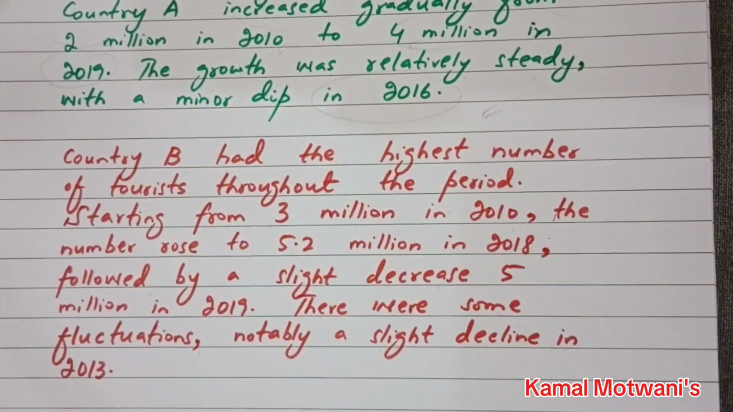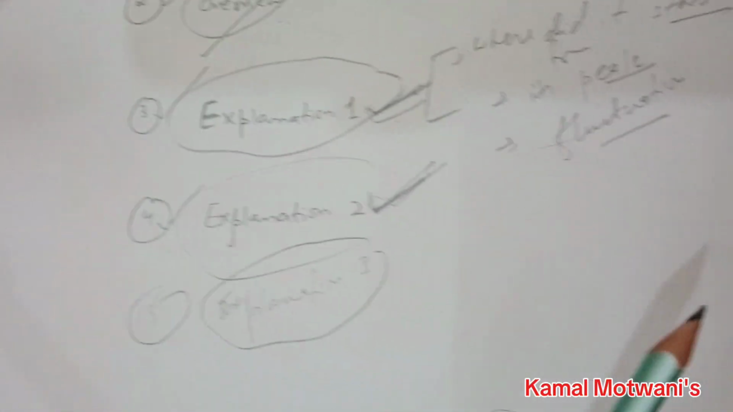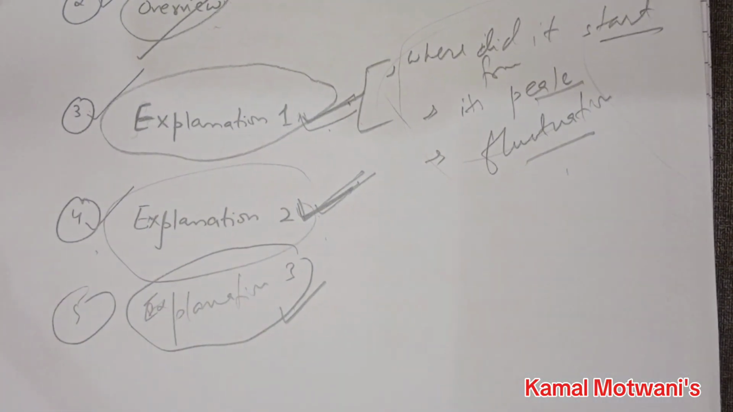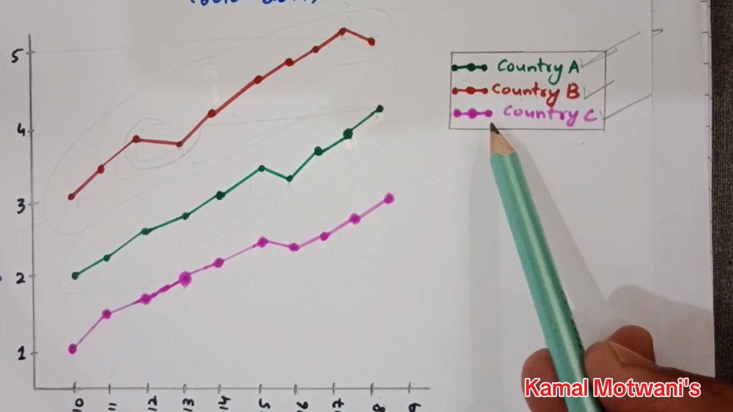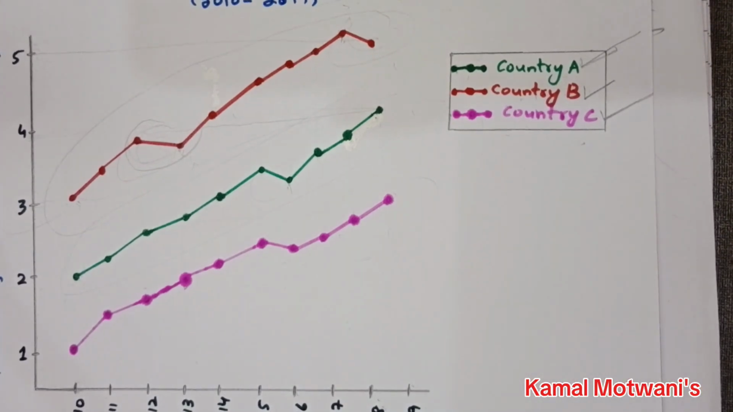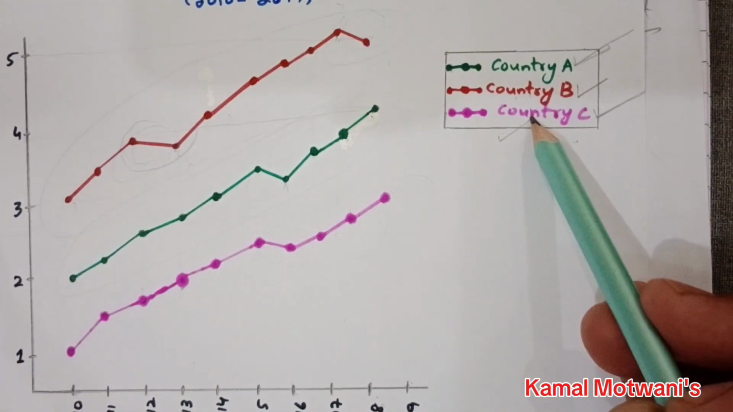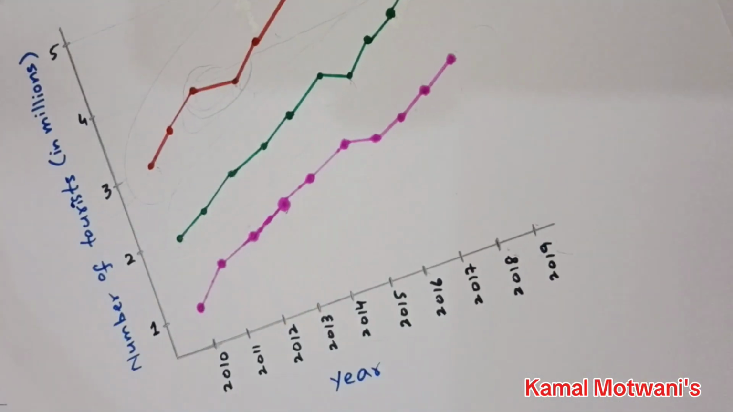Now we will move on to our fifth and the last paragraph, that is regarding the description 3 or explanation 3, and our last variable is country C in the pink line. Now the last paragraph is dedicated to the information regarding country C. Let's see how I have written this in the paragraph format.